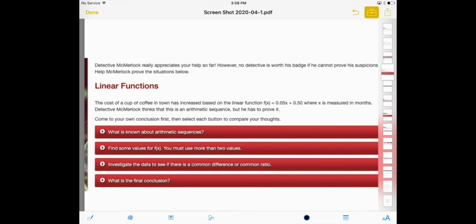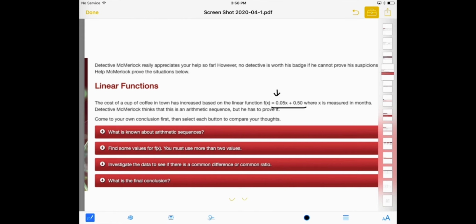So we have the cost of a cup of coffee in town has increased based on this function: 0.05x plus 0.50, where x is measured in months. Detective McMurlock thinks that this is an arithmetic sequence, but he has to prove it, because nothing is valid without proof.